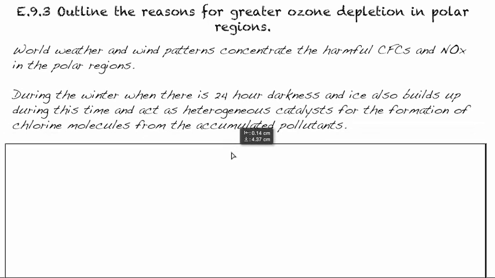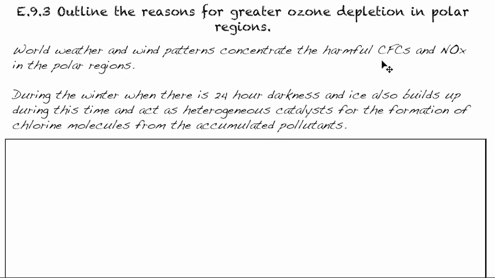Now, during the winter time, we've got all these harmful CFCs and nitrogen oxides here, and during the winter there's 24-hour darkness, and during that time it's very, very cold. Ice starts to build up. And ice surprisingly acts as a heterogeneous catalyst. Ice is solid, and then all of our pollutants here are gases. So they actually are catalysts for the formation of chlorine molecules, specifically from the chlorofluorocarbons.